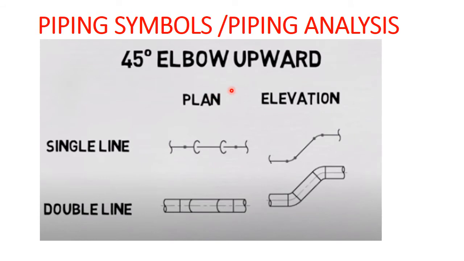Here is the 45-degree elbow upward. This is the plane view, and this is the elevation. For single line, you can see here. For double line, you can see here.